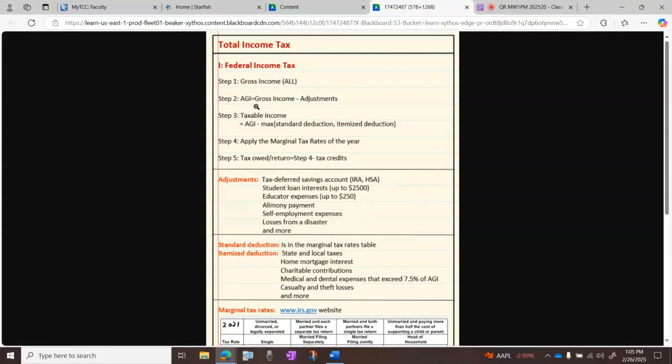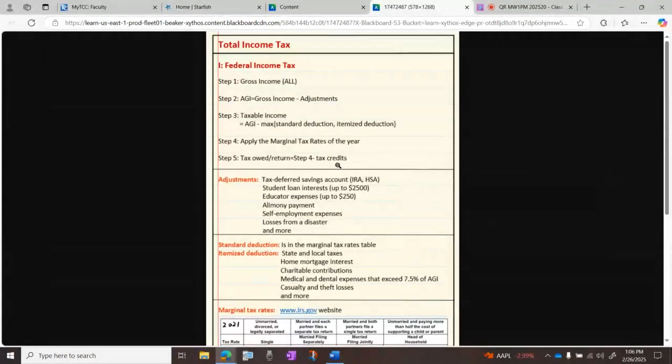All right. So first step is to find the gross income, and then you are going to find your AGI. AGI stands for adjusted gross income. My bad, sorry. AGI stands for adjusted gross income. It is the difference between gross income and adjustments. So you need to find out any adjustment that applies to you and then subtract those adjustments from your gross income to get AGI. Then what are adjustments?